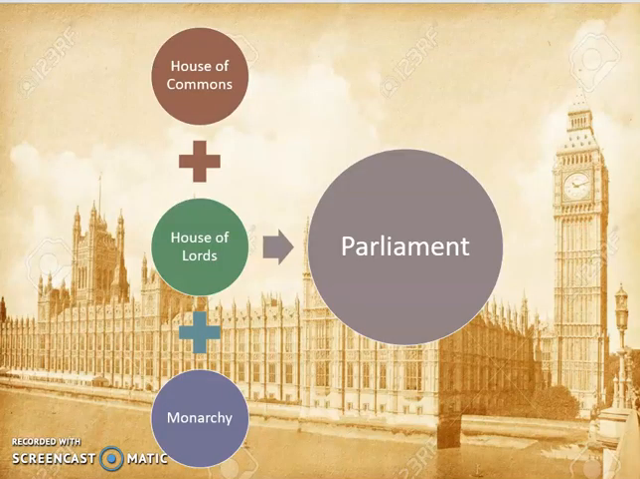To begin with, it's important to look at what Parliament is. Sometimes students confuse Parliament with government, but these are two very different things. Parliament, you can see here from this diagram, is made up of three central elements: the House of Commons, the House of Lords, and the monarchy. The main business of Parliament takes place in the two houses, and generally the decisions made in one house have to be approved by the other.